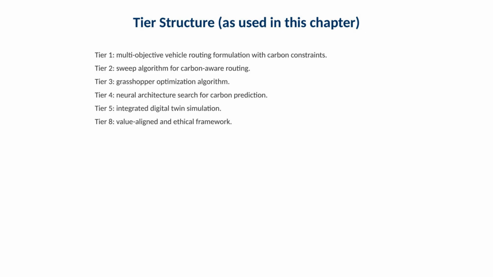We start with a multi-objective vehicle routing formulation with carbon budgets. Then we introduce a sweep heuristic, a Grasshopper optimization meta-heuristic, and neural architecture search for carbon prediction. We then use a digital twin to run continuous what-if analysis and real-time scenario evaluation. And we close with a value-aligned framework that enforces fairness and worker welfare constraints alongside emission reduction.